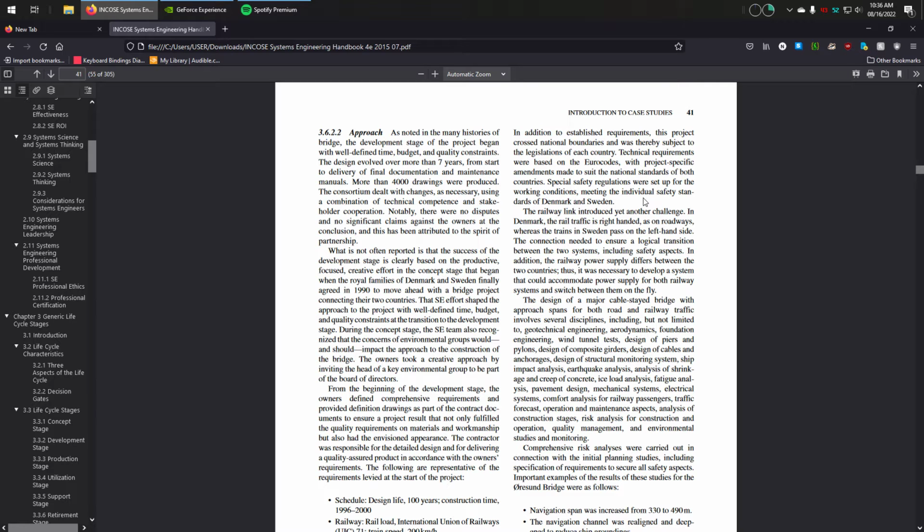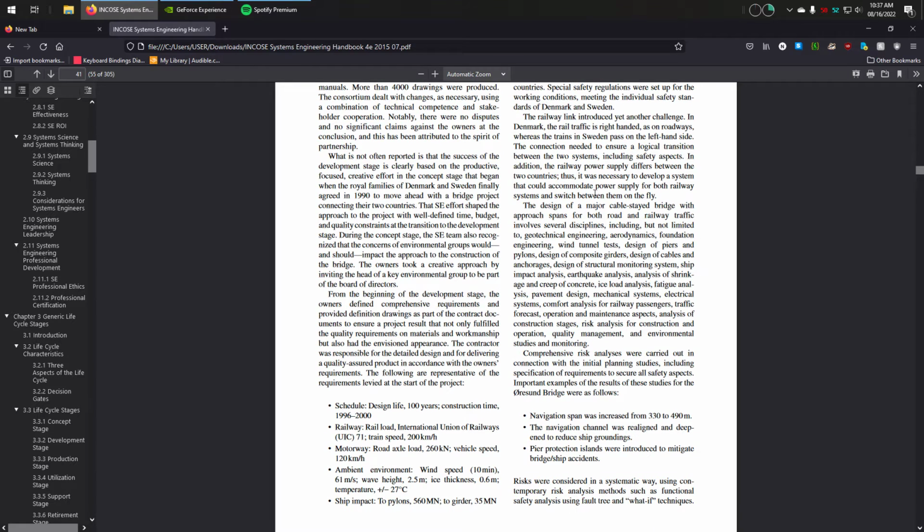The railway link introduced yet another challenge. In Denmark, the rail traffic is right-handed, as on roadways, whereas the trains in Sweden pass on the left-hand side. The connection needed to ensure a logical transition between the two systems, including safety aspects. In addition, the railway power supply differs between the two countries. Thus, it was necessary to develop a system that could accommodate power supply for both railway systems and switch between them on the fly.